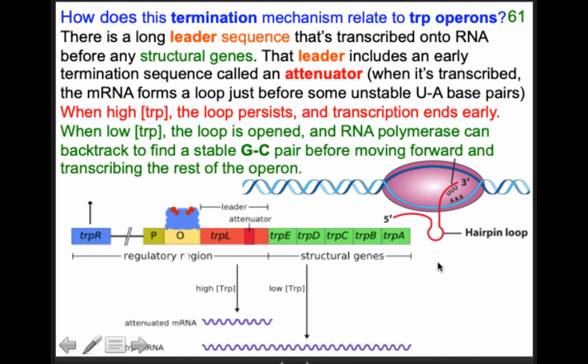Okay, so the key is either there's lots of tryptophan around, in which case the loop stays closed and termination happens early at the attenuator, or something comes along and opens up the hairpin loop when there's not enough tryptophan around, and therefore allows transcription to finish across the structural genes.